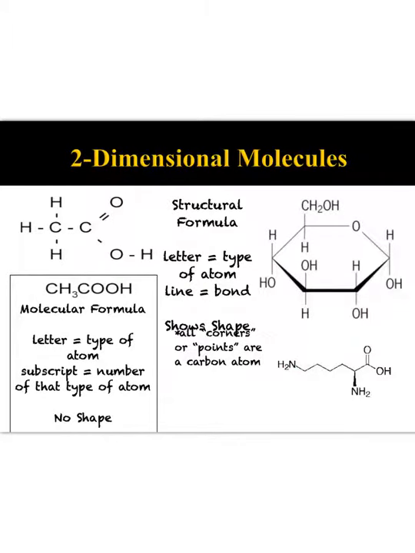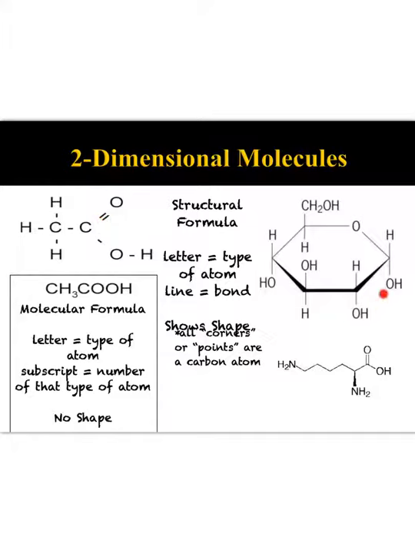Okay, remember we can have molecular formulas and structural formulas. Molecular formulas show what elements are present and how many of each there are with the subscripts. So for example, we have 1 carbon, 3 hydrogen, there's another carbon, 2 oxygen, and a hydrogen. The structural formula can be shown like this. The lines represent covalent bonds. So there's 1 covalent bond between carbon and oxygen here. There are 2 covalent bonds between carbon and oxygen there.